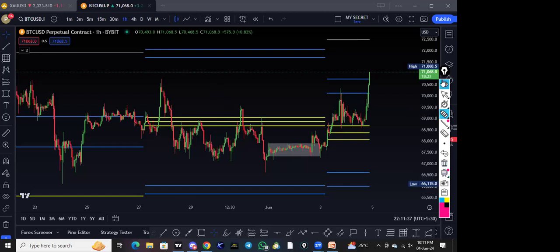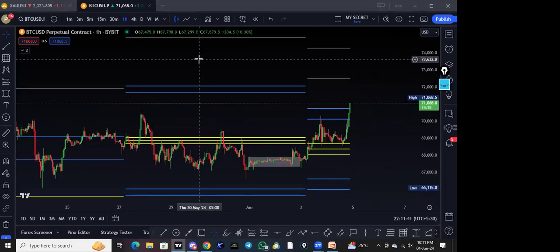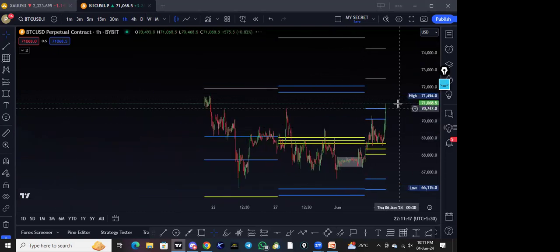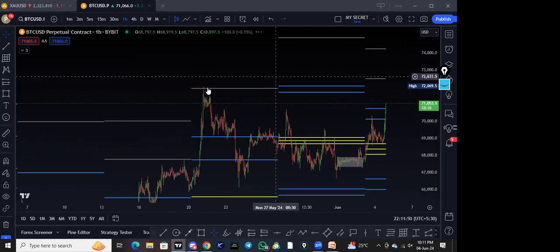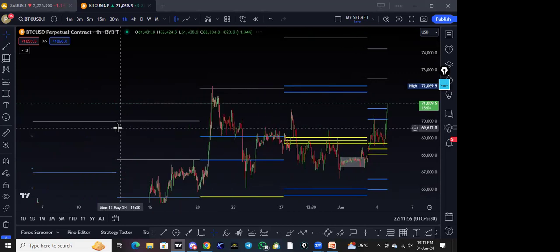But what I am seeing now, we are getting a breakout. I wish this market would break out. We are seeing very soon the new high. Let's hope we break this 72,069, whatever. Let's see where the market will go.